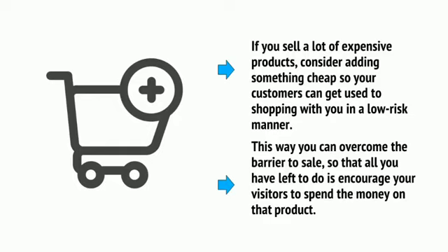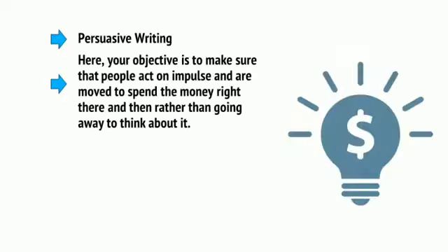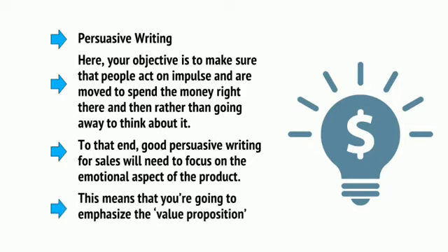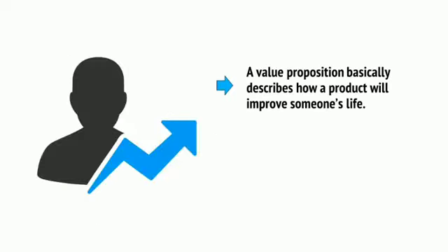Another thing that can make a big difference is the way you write descriptions for your products. Here, your objective is to make sure that people act on impulse and are moved to spend money right there and then rather than going away to think about it. To that end, good persuasive writing for sales will need to focus on the emotional aspect of the product, and this means that you're going to emphasize the value proposition. A value proposition basically describes how a product will improve someone's life.